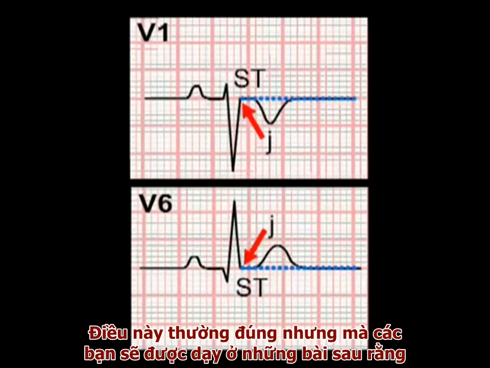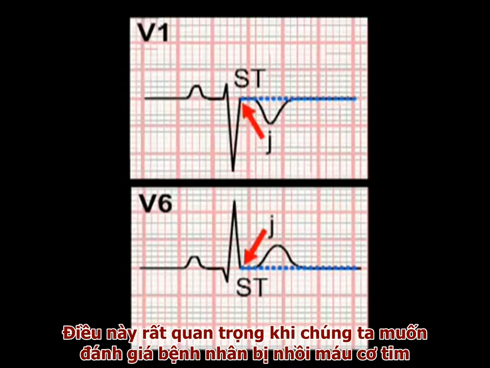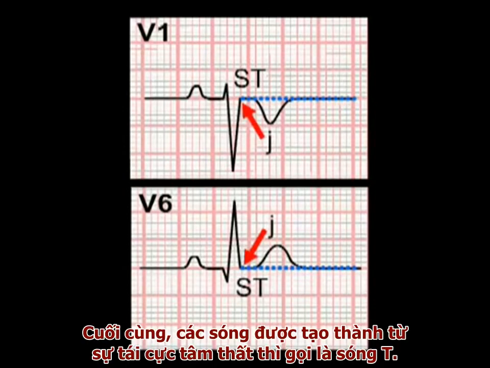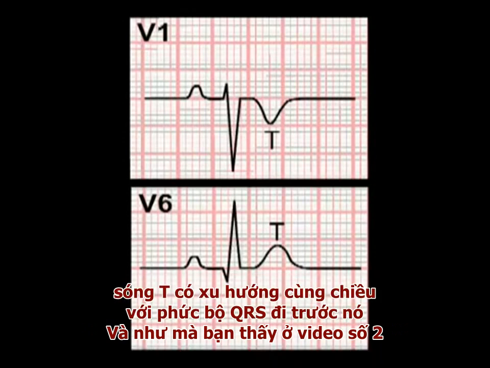This is generally true, but you will learn later in this course that there are normal ECG variants in which the ST segment lies above the isoelectric line. This becomes very important when we go on to try and identify patients with myocardial infarctions, but that's for later. Finally, the diffuse deflection produced by ventricular repolarization is termed a T wave, and as we've seen in video 2, the T wave tends to be concordant with the preceding QRS complex.